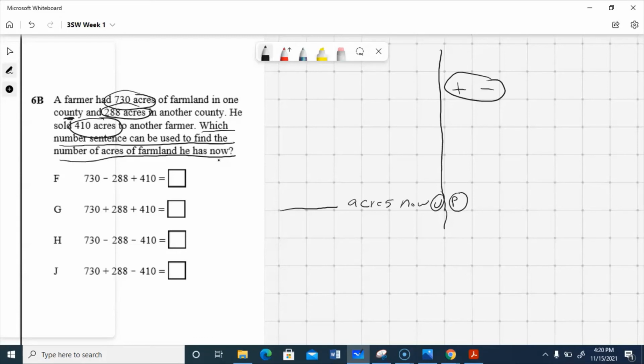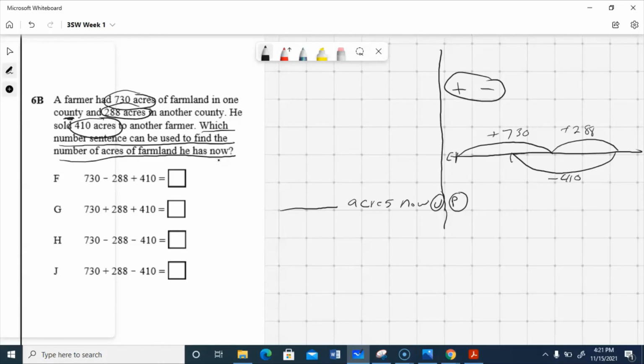So if I do a number line, draw the number line right here. Okay, so first I would go ahead and do the land from the first county. That's 730 acres. Okay, and the land he has in the other county is 288 acres. And then he sold, okay, when he sells it, he doesn't have it anymore. He sold 410 acres. Sold 410 acres, so it looks sort of like that if I was putting it on a number line.